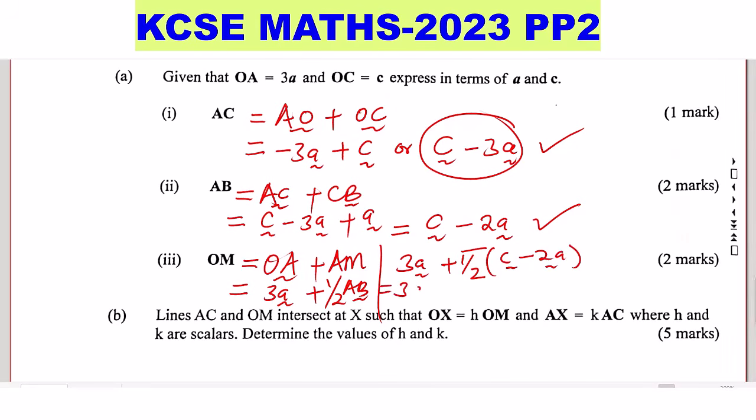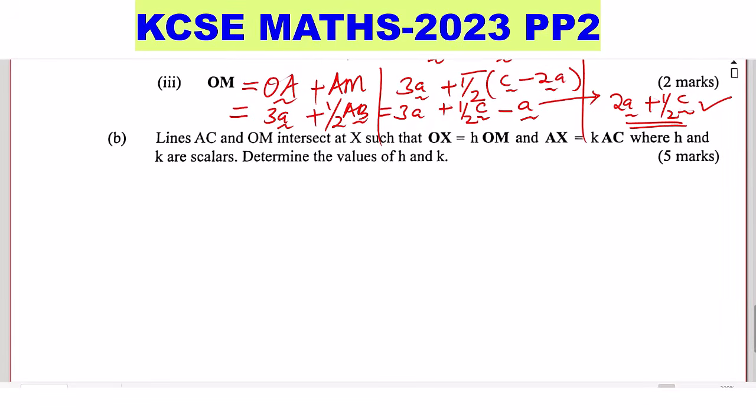So this will give 3A plus a half C in the bracket minus a half times 2A will give A, like that. So when you work out these, you'll get 3A, I'm sorry. When you work out that, you'll get 3A minus A, you'll get 2A plus a half C. So that is how you get OM. Let's go to part B.